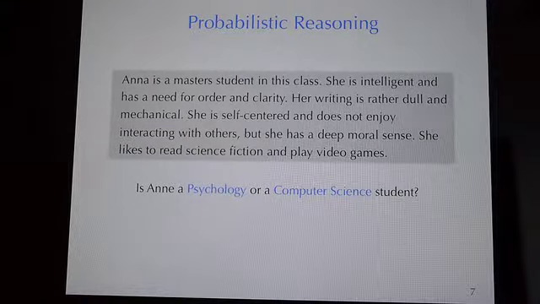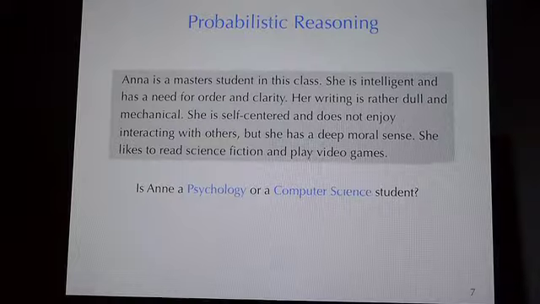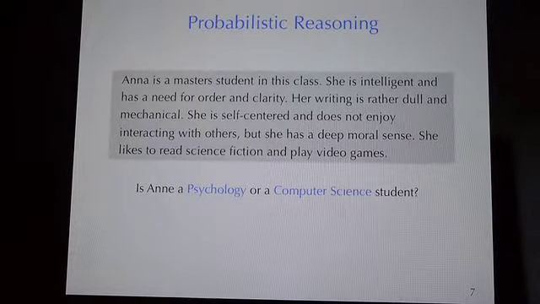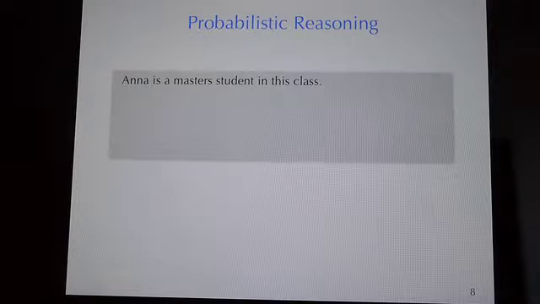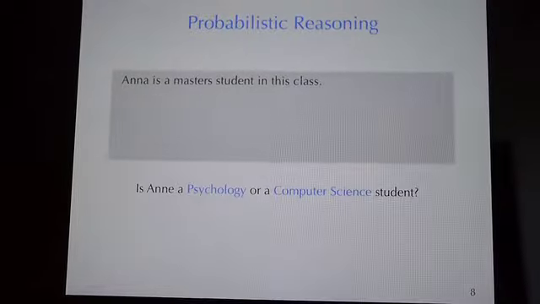What would you say? Now, since this is an online course, I can't really listen to your answers, unfortunately. But in my experience, and this has actually been shown over and over again in experimental studies, a majority of people actually think that Anna must be a computer science student. Now, what would you say if you were given a much briefer description? So if you only knew that Anna is a master's student, what do you think would be more likely? Is Anna a psychology or a computer science student?